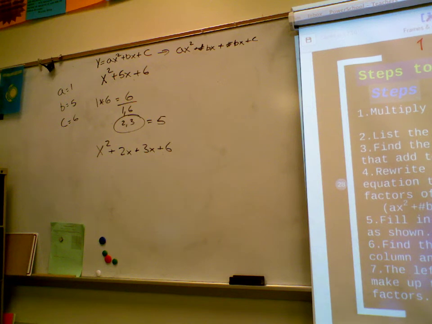Okay. So we multiply a and c. We listed the factors of a times c. We found the ones that added to b, which was 5, and then we rewrote. Okay, does that make sense, guys?